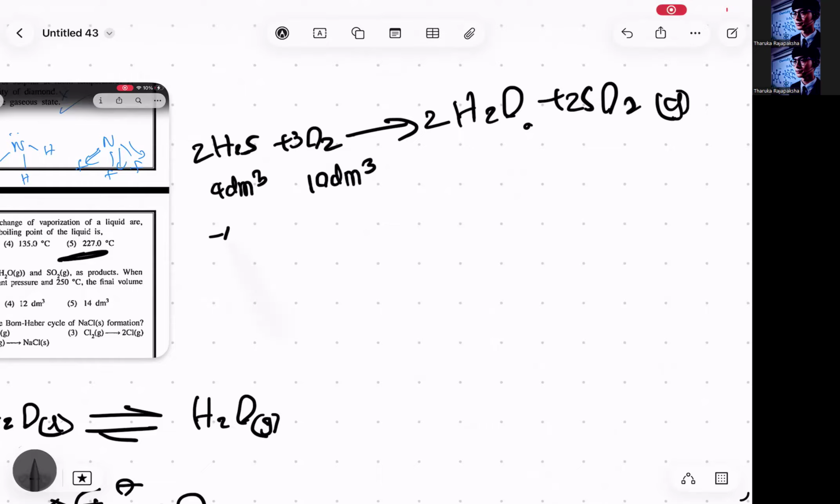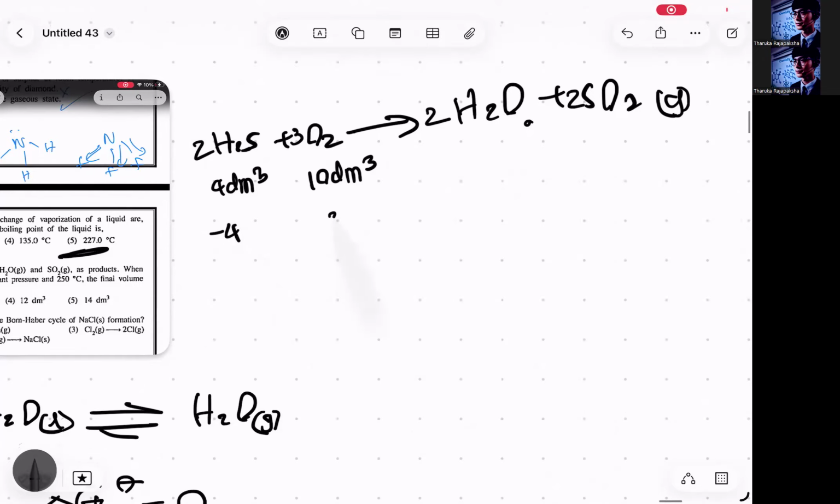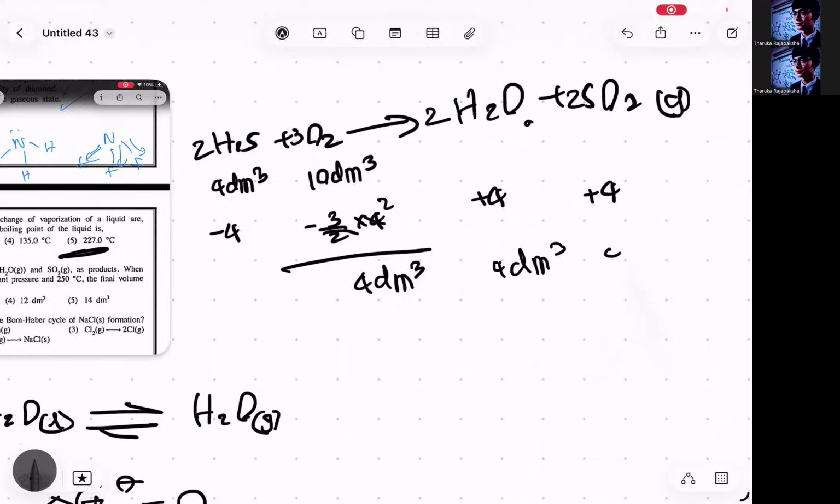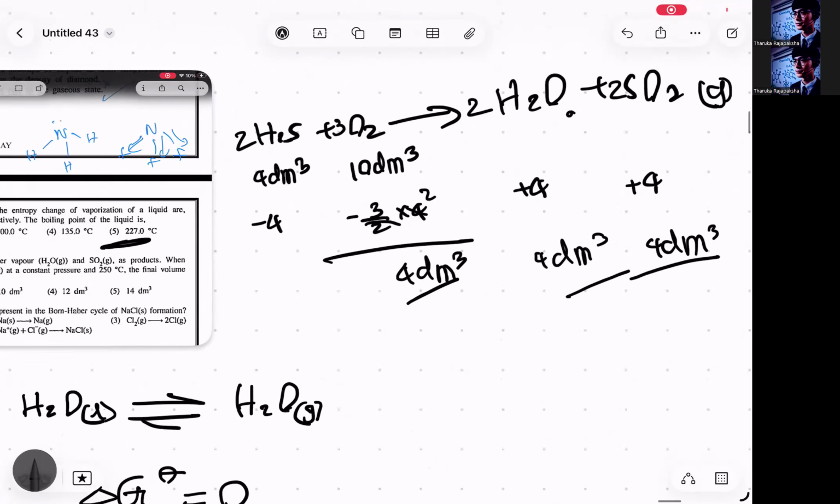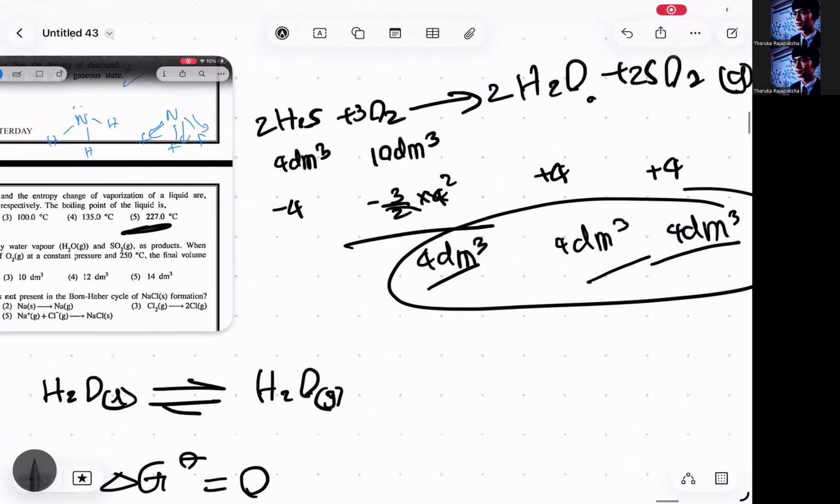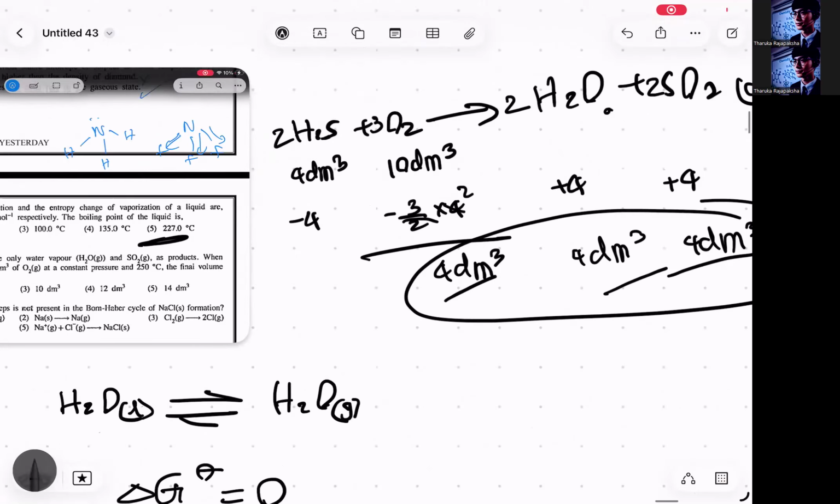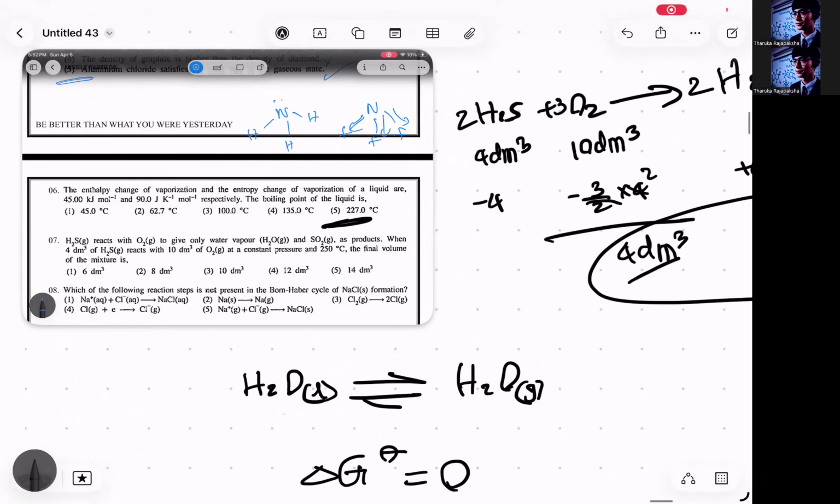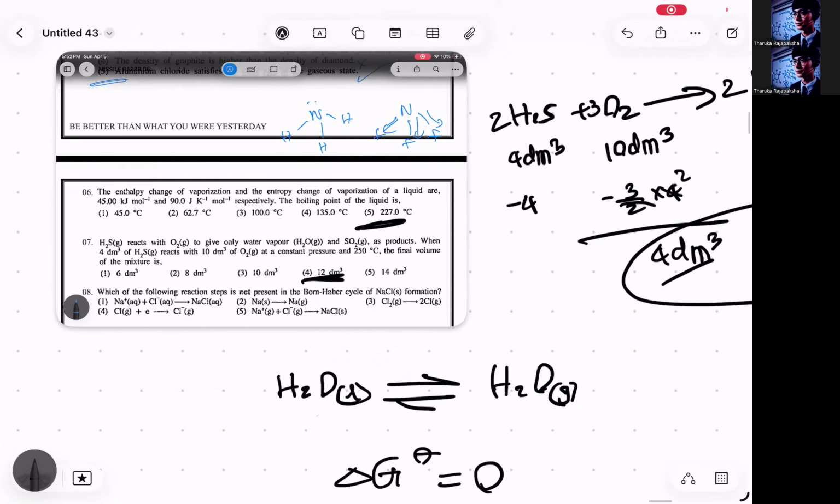So that means everything will react: minus 4. Then this would be 3 over 2, minus 3 over 2 into 4. And this would be plus 4. And this would be again plus 4. So 2 into 2, 3 into 2, 6. 10 minus 6 is 4 cubic decimeters. This one also 4 cubic decimeters. This one also 4 cubic decimeters. So when you take the total volume of the mixture, you're going to get 4 and 4, 8 and 4, sorry, 12. 12 cubic decimeters is your answer.